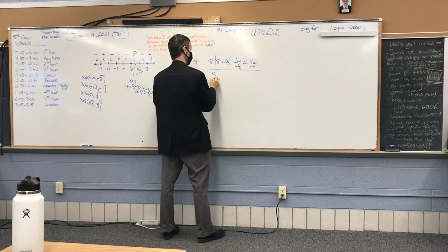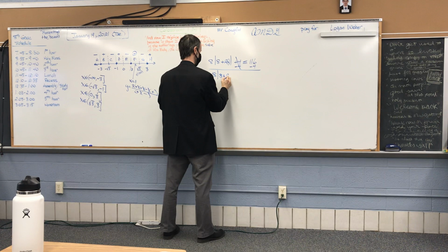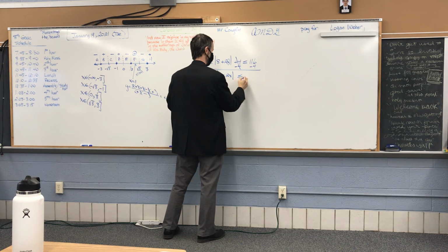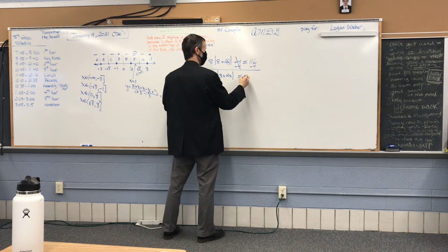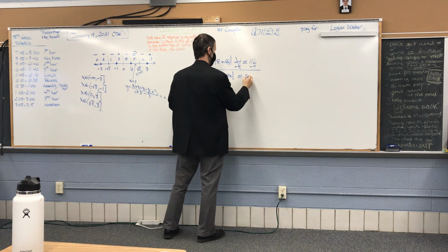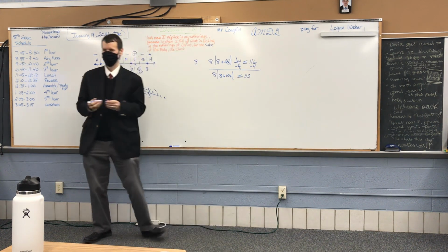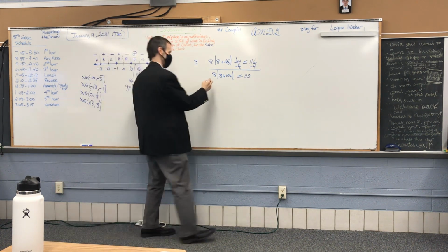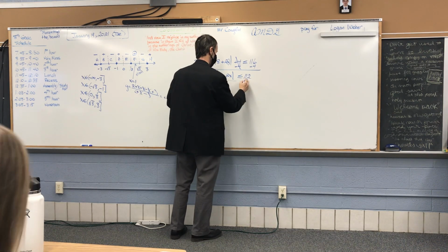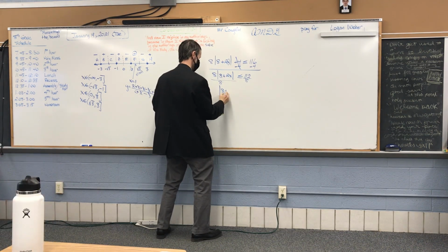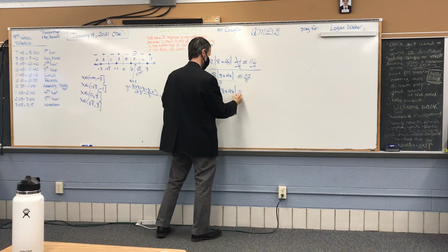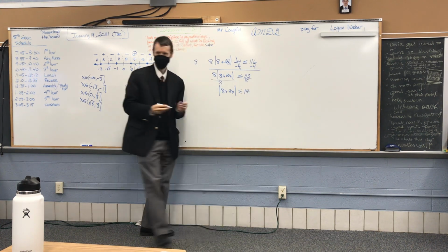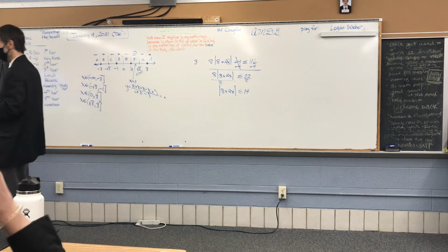Bam. 8 absolute value of 8 plus 2x, less than or equal to what? 112. Do another step for me. So then I divide it by 8, and you get absolute value of 8 plus 2x is less than or equal to 14. Yes, 14. So, Polly, take over.